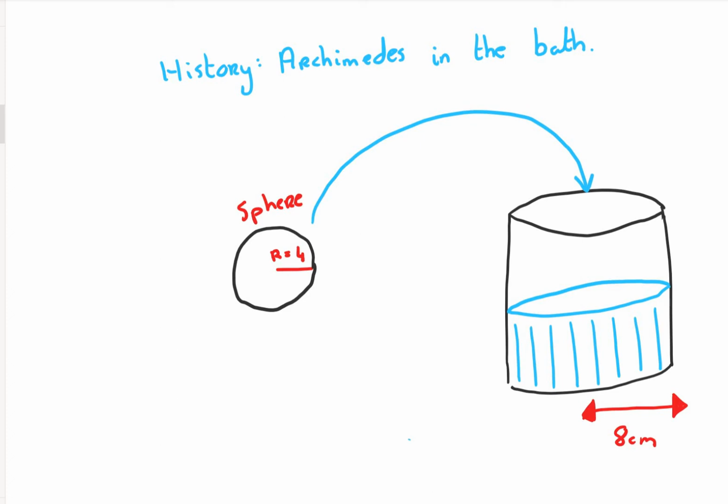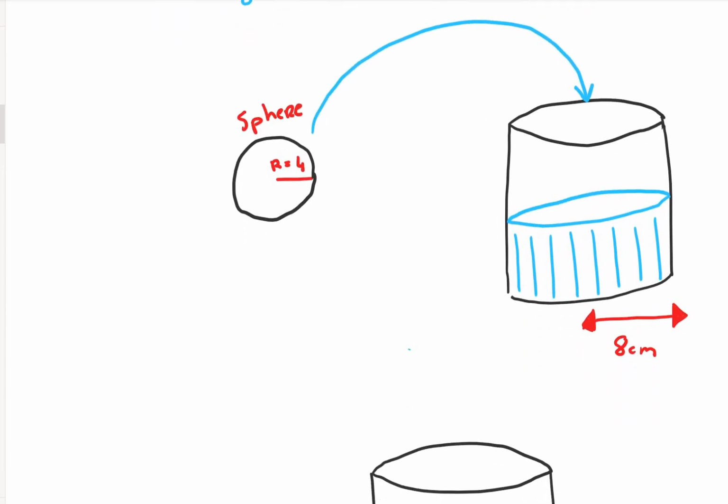And therefore he could get the volume of water, and he could see, was it bigger or smaller than the volume of gold that the king had given the blacksmith. Okay, so there's the history behind it.